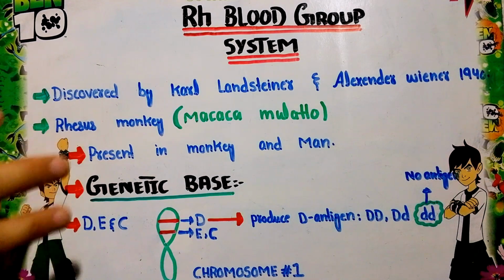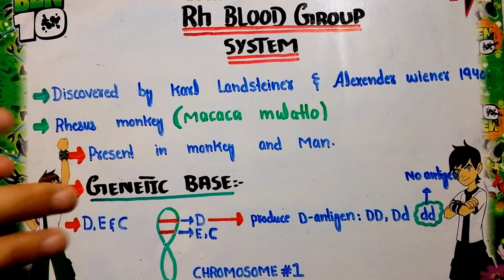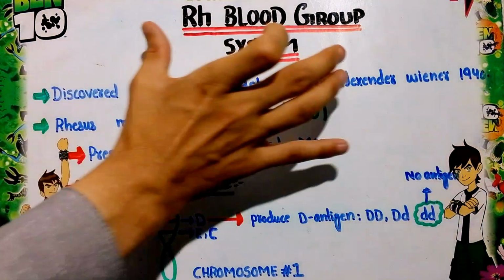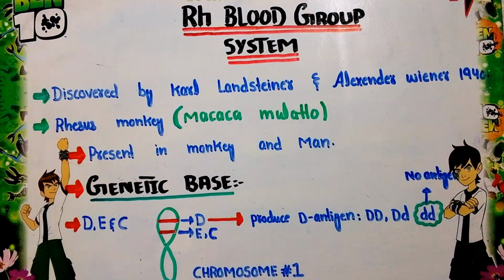Now, this Rh blood group system is important because it can cause some important clinical reactions or problems in transfusion. So that's why these two blood groups are very important. The first one is the ABO blood group system, and the second one is the Rh blood group system. Now let's talk about the Rh blood group system. So the first point is about the discovery.